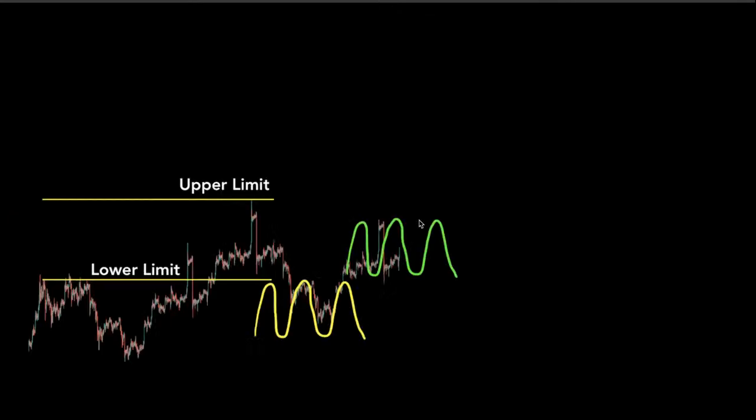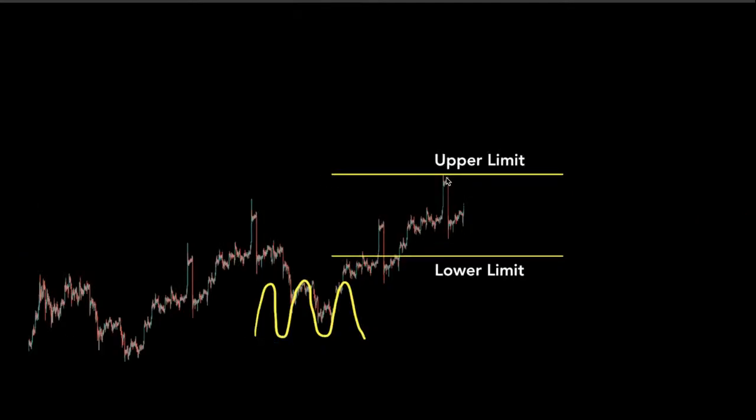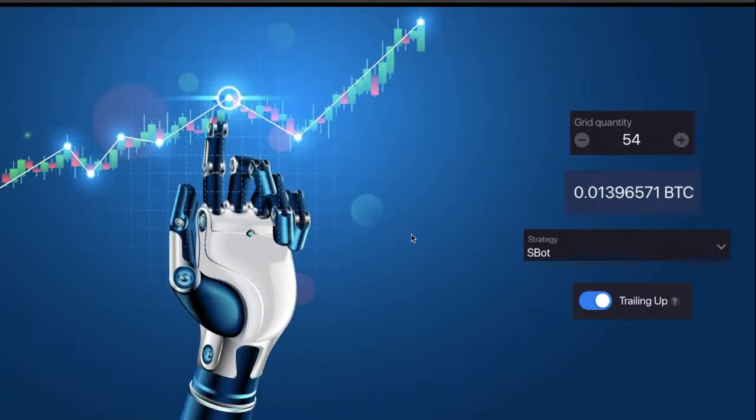And let's assume that later it makes a new higher high. In this case, pretty simple, the upper limit is going to be over here, and the lower limit price will also move upwards. So that's the idea of the trading up function.